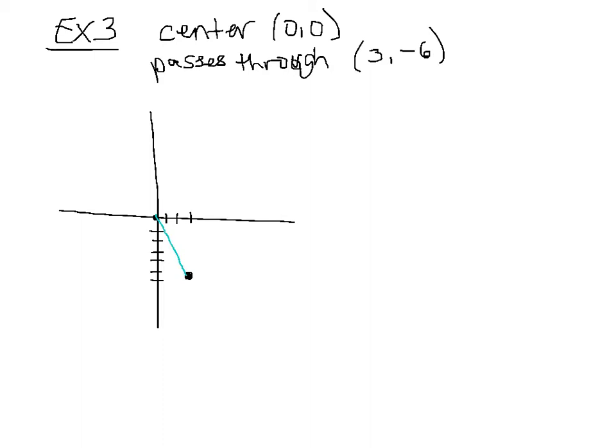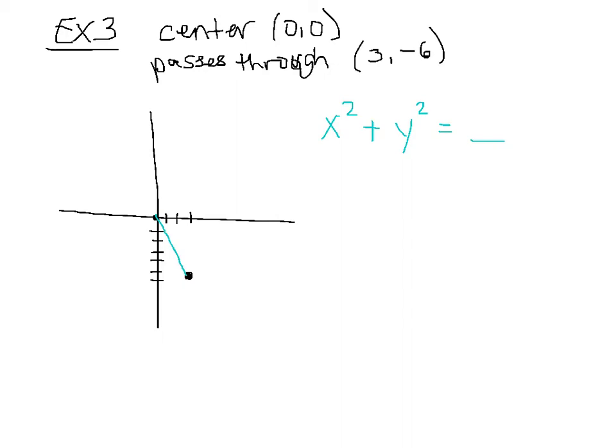If my center is at (0, 0), we know the first part of my equation is x² + y² because we'd have x − 0 and y − 0. That's going to be equal to my radius squared. So we need to figure out what my radius is in order to do that. So we need to know the distance of this line. You can do this one of two ways. You can use the distance formula, which I'll give to you on your formula chart, or you can use the Pythagorean theorem. They both work the same way. The distance formula is just a rearranged version of the Pythagorean theorem.